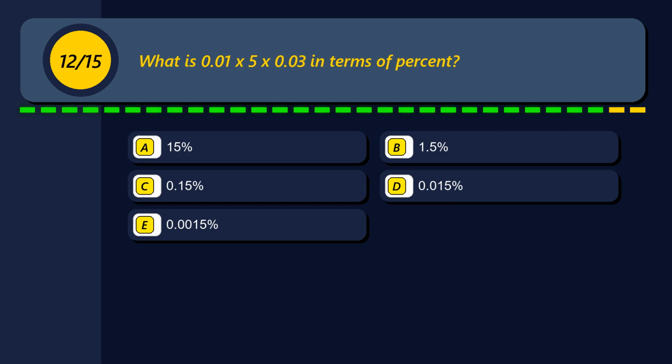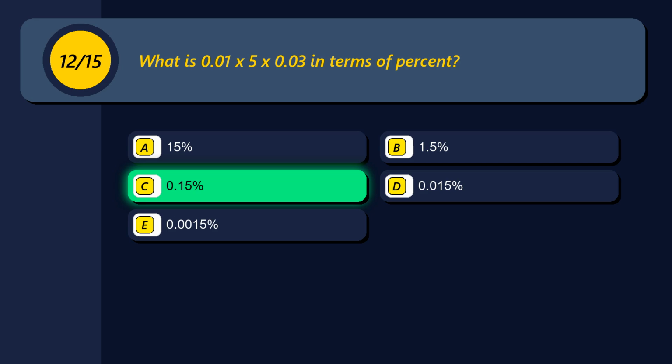Question 12. What is 0.01 x 5 x 0.03 in terms of percent? Option A, 15%. Option B, 1.5%. Option C, 0.15%. Option D, 0.015%. Option E, 0.0015%.